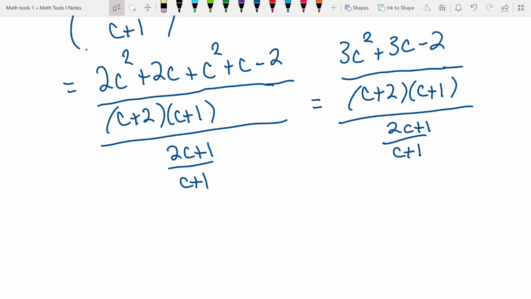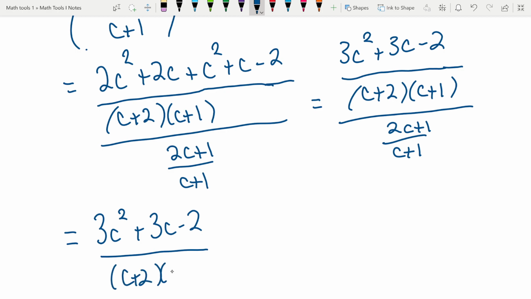Now, obviously it looks pretty messy at this point, but ultimately we just have a fraction on the top divided by another fraction on the bottom here. So this will be equal to 3c squared plus 3c minus 2 over c plus 2, c plus 1, and then times the reciprocal of the bottom, so c plus 1 over 2c plus 1. Okay, so the c plus 1s will cancel, and that's it.